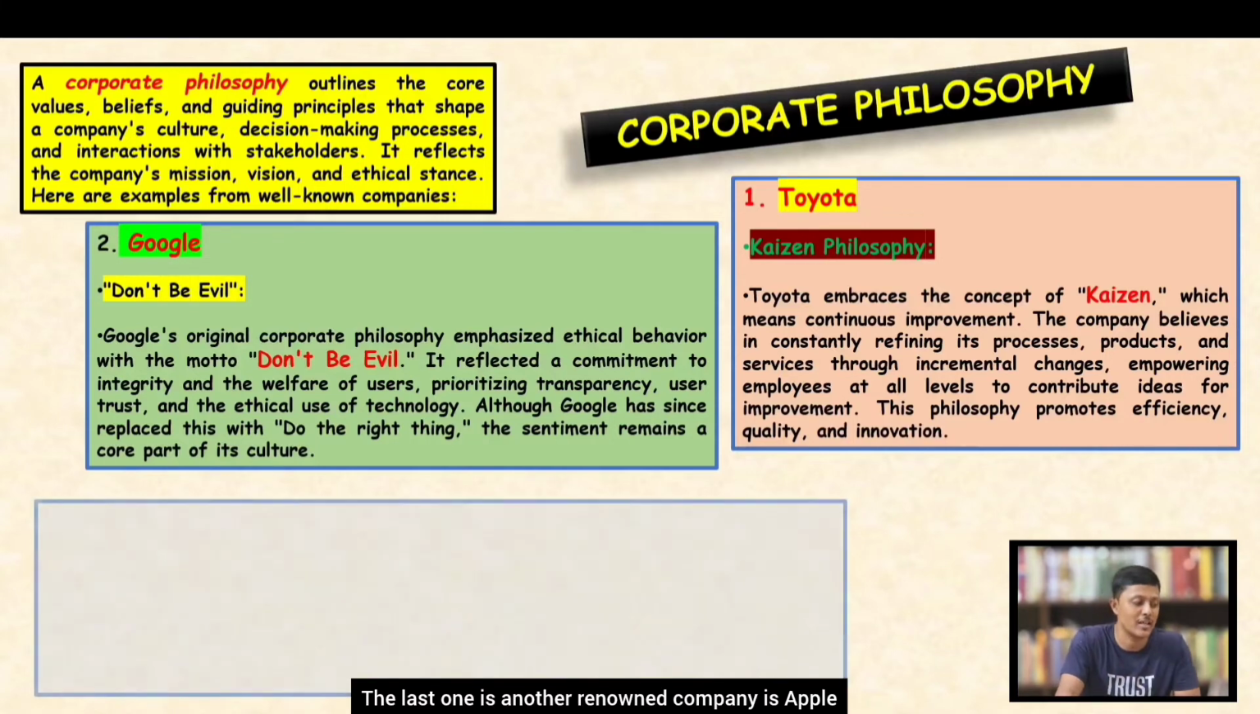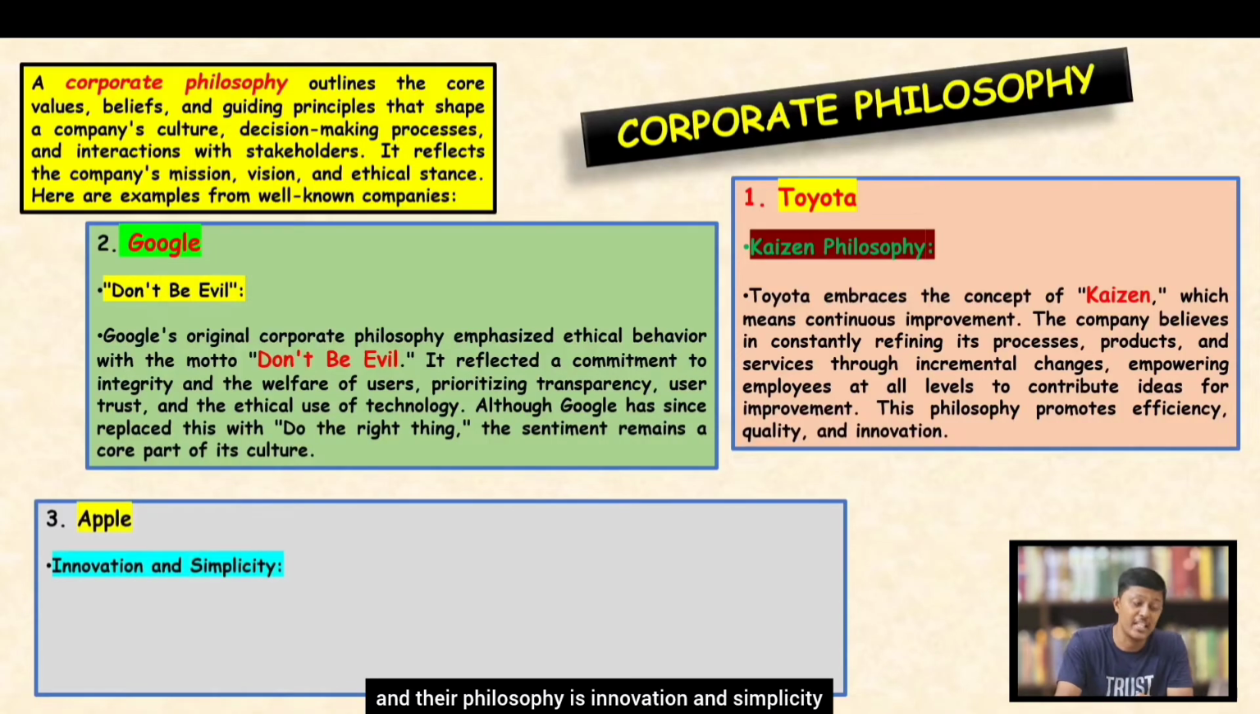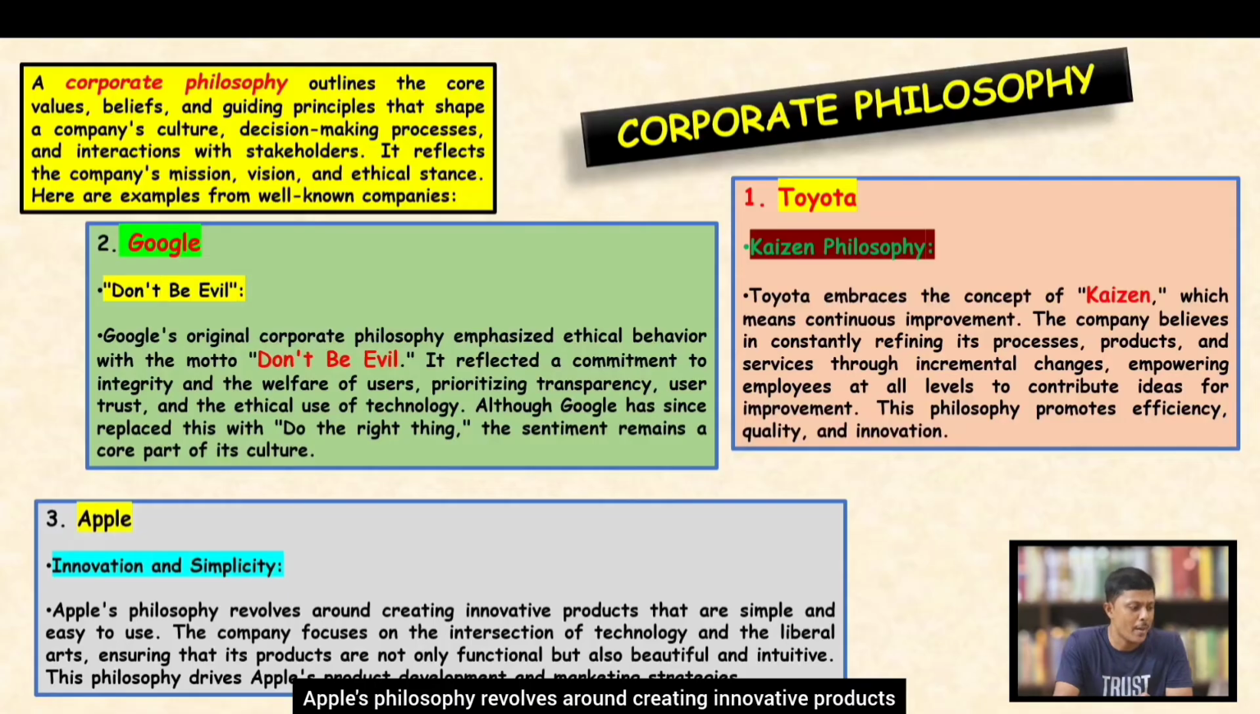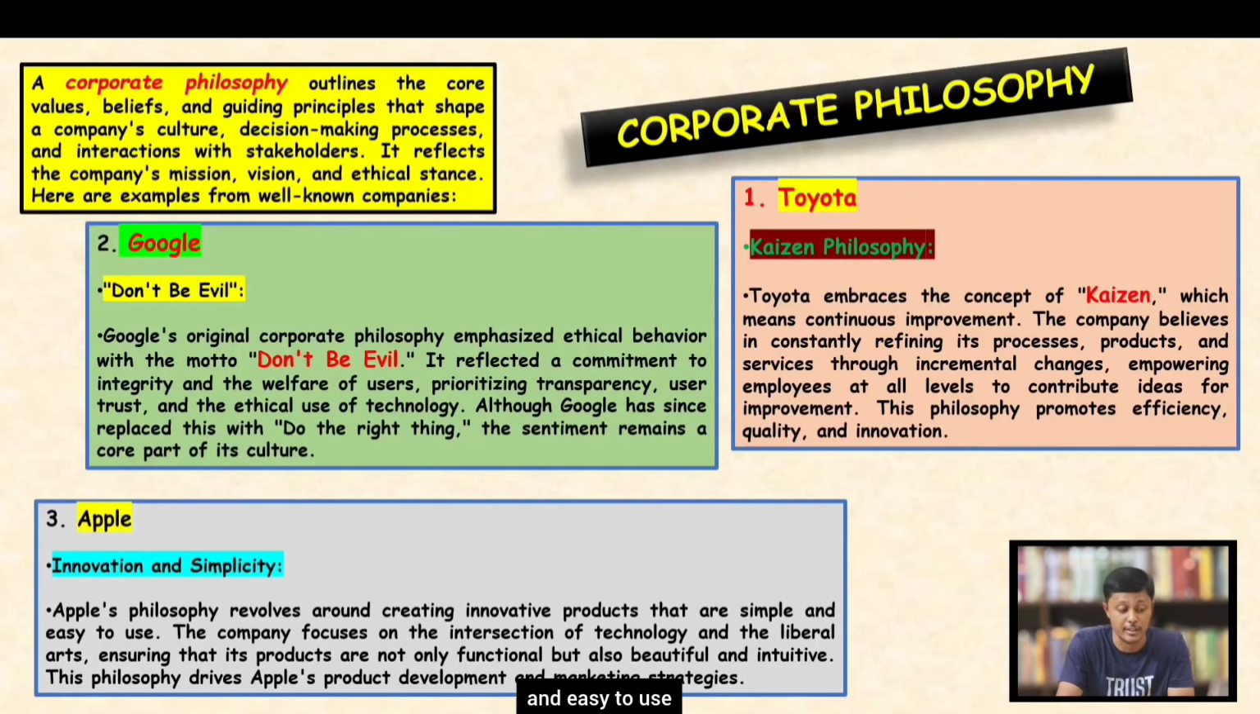The last one is another renowned company, Apple, and their philosophy is innovation and simplicity. Apple's philosophy revolves around creating innovative products that are simple and easy to use. The company focuses on the intersection of technology and the liberal arts, ensuring that its products are not only functional but also beautiful and intuitive. This philosophy drives Apple's product development and marketing strategies.